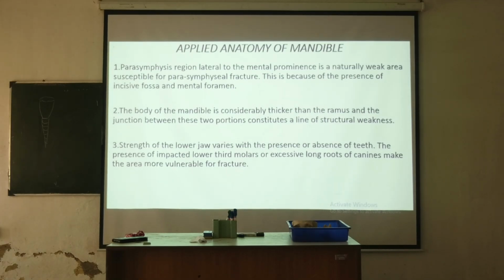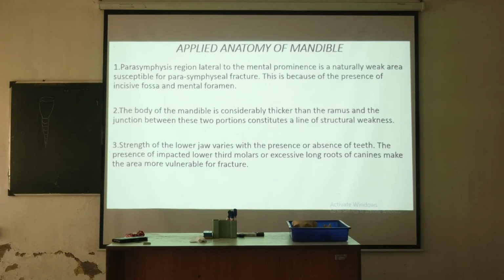So here, parasymphysis region. Parasymphysis means on the two sides of the symphysis of the mandible. That region is known as the parasymphysis region. It is lying lateral to the mental prominence and it is a naturally weak area, susceptible to parasymphyseal fracture, because of the presence of the incisive fossa and mental foramen here. That's why it is a weak area, with a high chance of fracture.